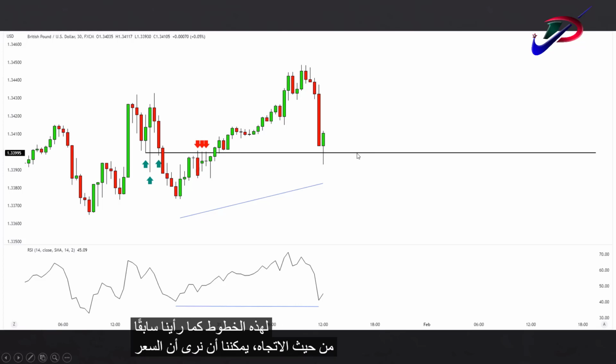In terms of trend, we can see that price is creating higher highs and higher lows, so we have an uptrend. At the current candlestick, we have an interesting situation.